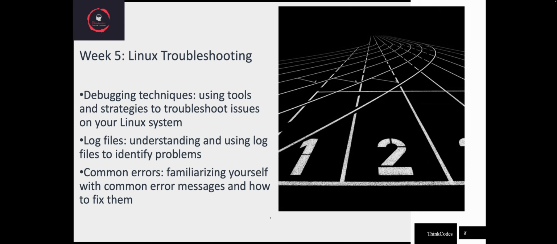Week 5 is the most important week of all, because since we have gathered knowledge during our course, it's an opportunity to apply that knowledge to real-life scenarios. So there will be more scenarios we'll be discussing, and we'll see how we can debug those issues using tools and strategies and troubleshoot them on your Linux system. Then we'll again discuss log files, so that we understand where to find hints if something goes wrong. And at last, we will discuss some common errors, so that we are familiar with them and better at troubleshooting them.